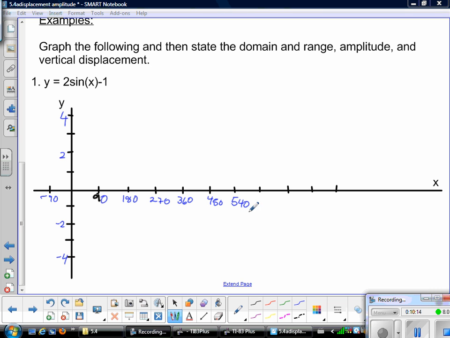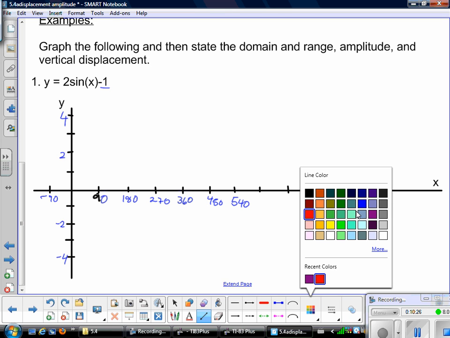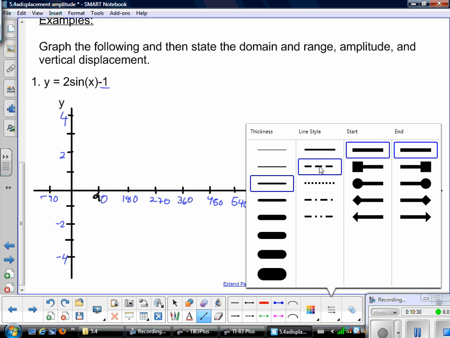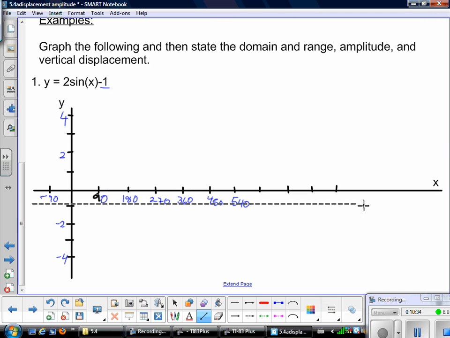Okay, so I've went to 540. It is quite a challenge just doing it with the mouse. All right, so I look at the end first, and it says -1. So I know that I need to put a dotted line at -1. And again, it doesn't matter what color you use. I just was having fun. So -1, I have a dotted line. So this is my middle of my graph.